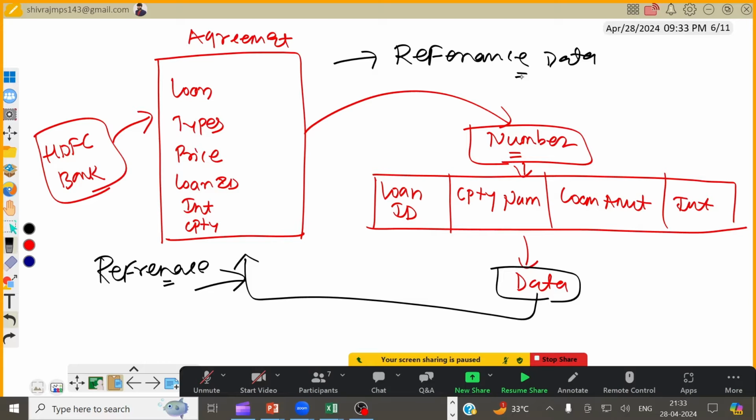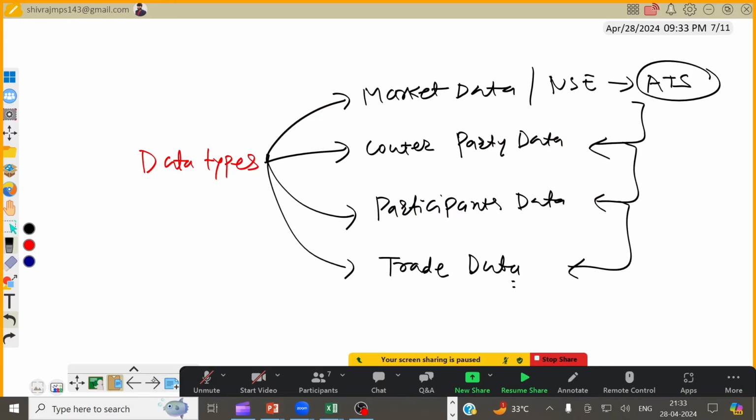So now let's talk about some data types. If you get what reference data is, then let's talk about data types. In financial markets, we have different data. One is, let's say, market data. Counterparty data: counterparty means buyer and seller or broker or all other counterparts. That information comes under counterparty data. Participants data: participants means stock exchange, clearing agents, brokers, banks. So their information comes under participants data.